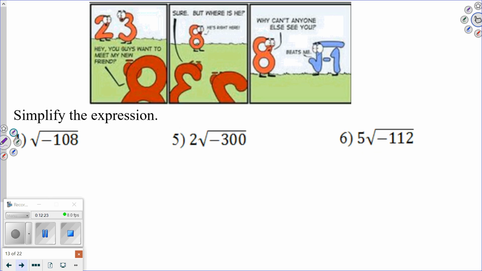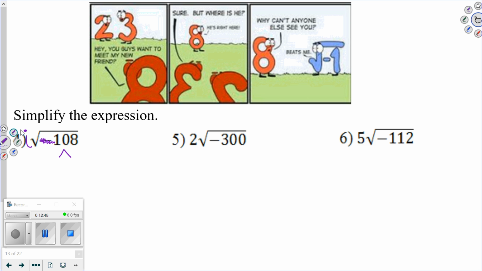Okay, so how about number 4? i or no i? It will have an i. Anytime there's a negative under a radical, your answer will have an i. All right. So I know there's going to be an i. And if you want, you could put the i out front and then get rid of the negative, if that makes you feel better. I don't care. Whatever works for you guys.